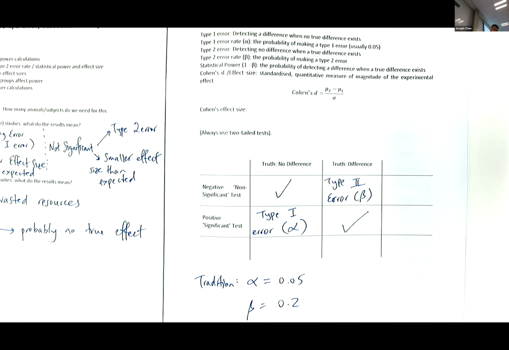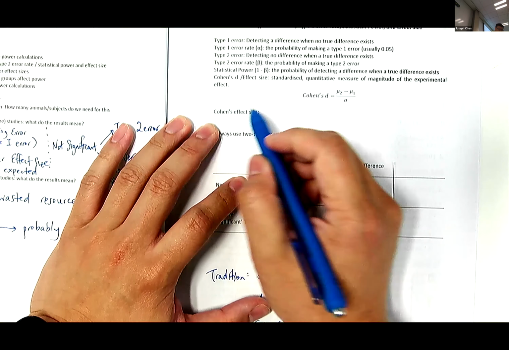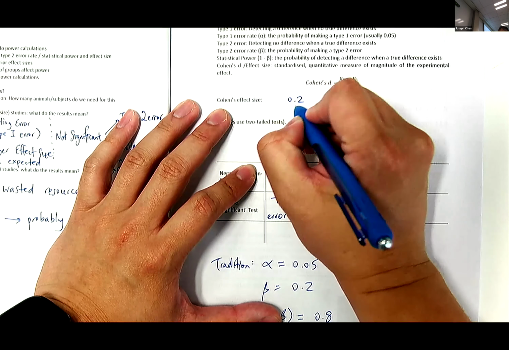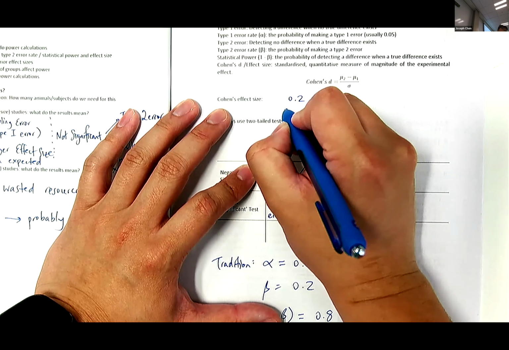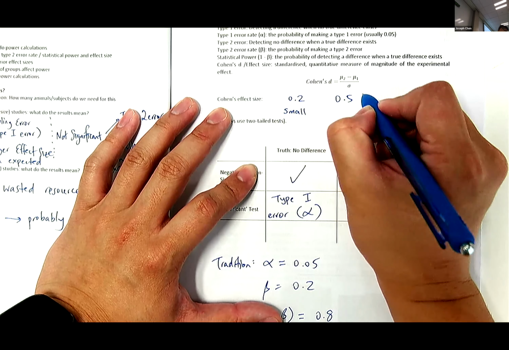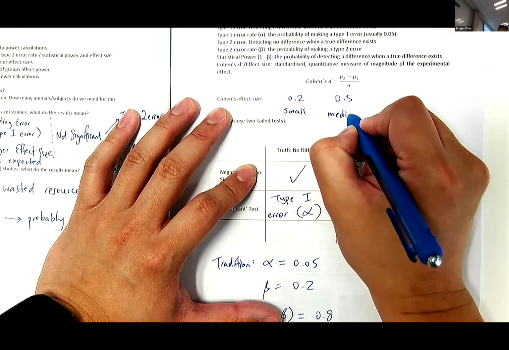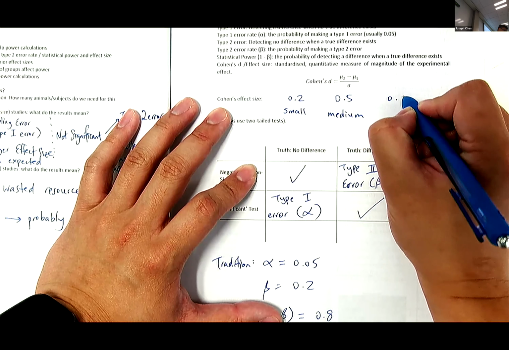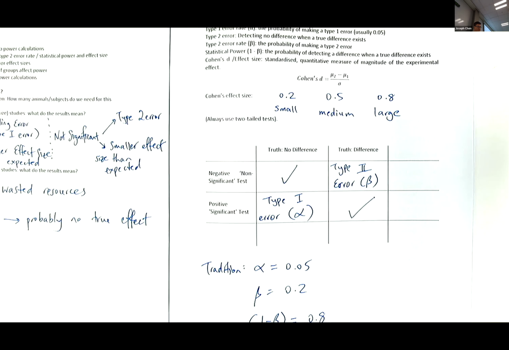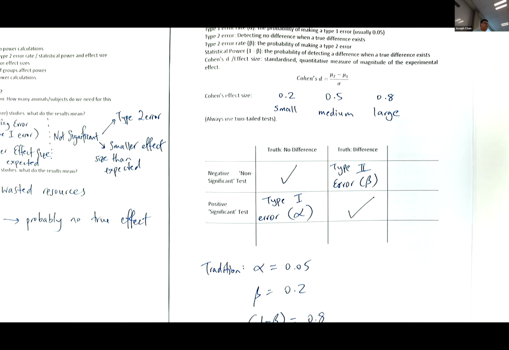And what I want to illustrate is that when Cohen published this paper, he basically wrote that if you find an effect size of 0.2, that is a small effect size. If you find an effect size of 0.5, that is a medium effect size. If you find an effect size of 0.8 or above, that is a large effect size. So when we just found an effect size of 2, that's a massive effect size.